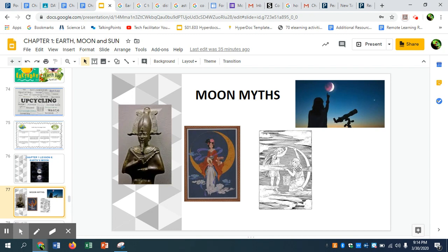The Vikings thought that the dark shapes in the moon were a girl and a boy who were kidnapped while they were getting water. And then finally, here we have the Native Americans, and they believed that it was bad luck to go hunting when the crescent moon was pointing upward.